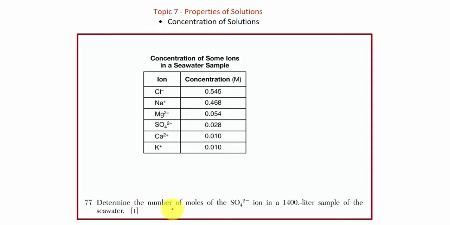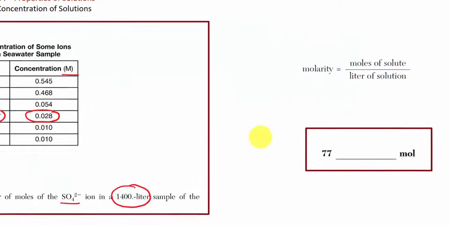Number 77. Determine the number of moles of the sulfate ion in a 1,400 liter sample of the seawater. We're asked here to use the concentration of the sulfate ion to figure out the total number of moles. So it's a molarity problem. And let's just grab the information from our chart. The sulfate ion has a concentration of 0.028 moles per liter.